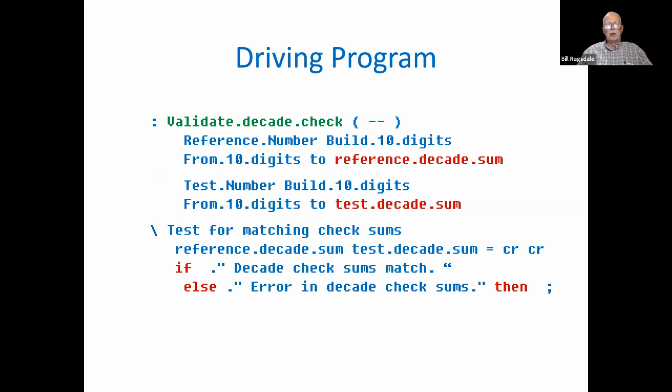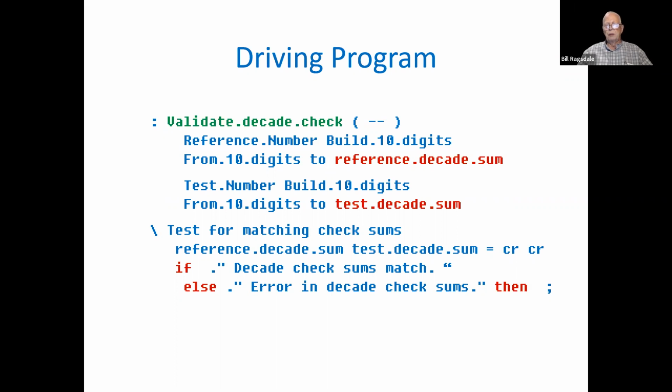We say the reference number, we input that number, then we build the 10-digit array. From the 10-digit array, we extract the checksum and pass it to the reference decade sum. The same sequence is used, starting with the test number, built into 10 digits, checksum computed, and it goes into the test decade sum.